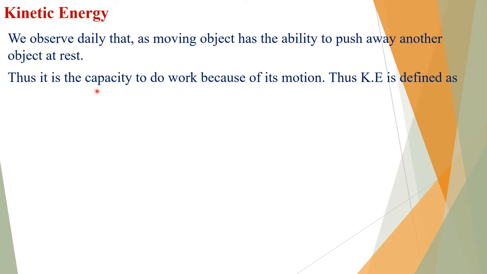Thus, it is the capacity to do work because of its motion. Due to the motion of the object, work is done on the object at rest. Thus, kinetic energy is defined as energy in a body due to its motion. So that moving object is having energy, and that is known as kinetic energy. And due to this kinetic energy, that moving object is able to push away another object that is at rest.